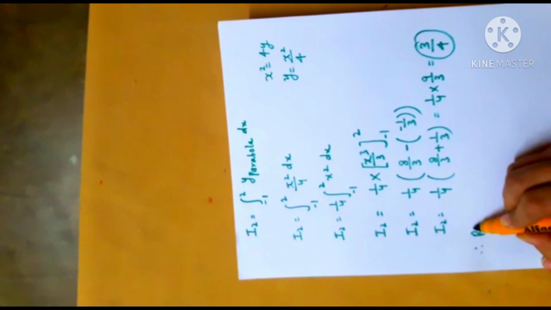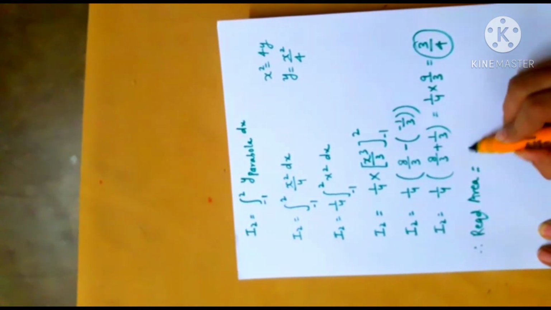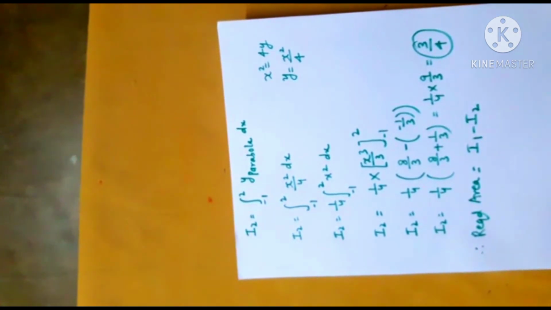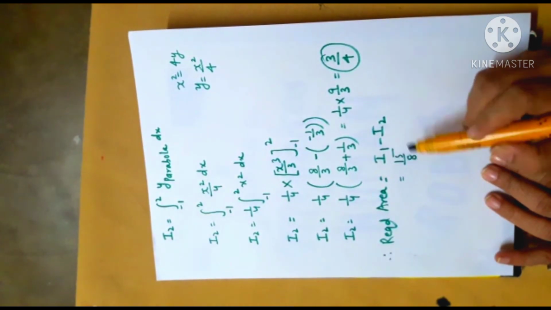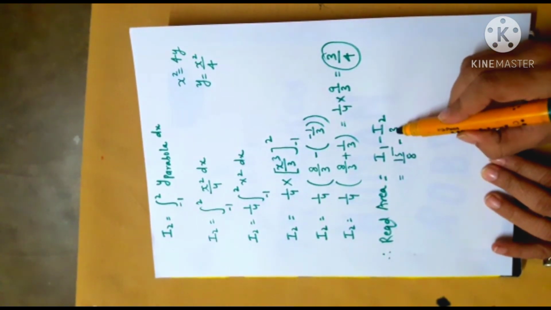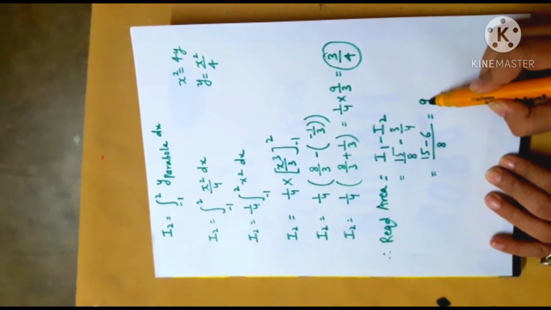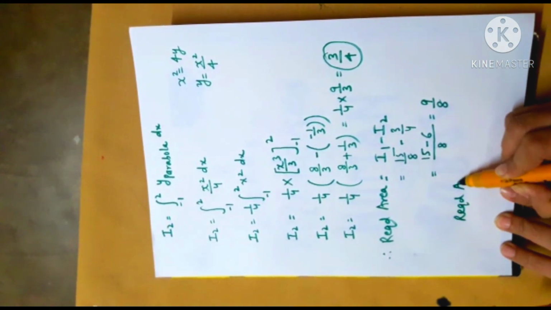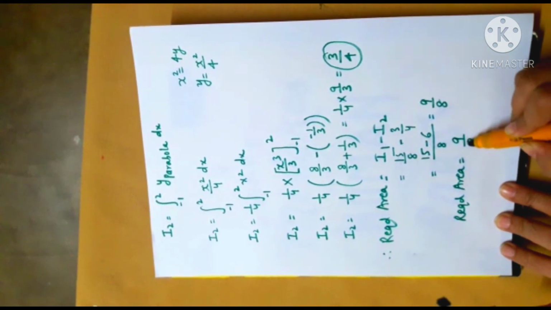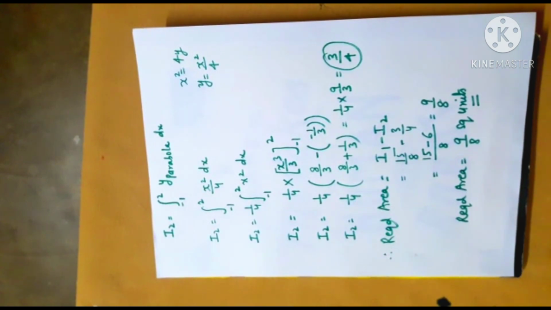So the required area was I1 minus I2. So now I will put in the values. The value of I1 is 15 over 8 minus the value of I2, which is 3 over 4. So I'll get 15 minus 6, which is 9 by 8. So the required area is 9 by 8 square units. Right?